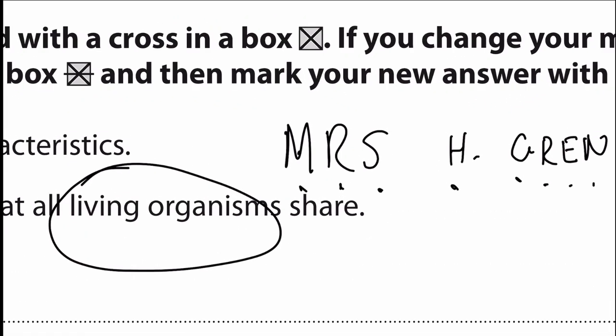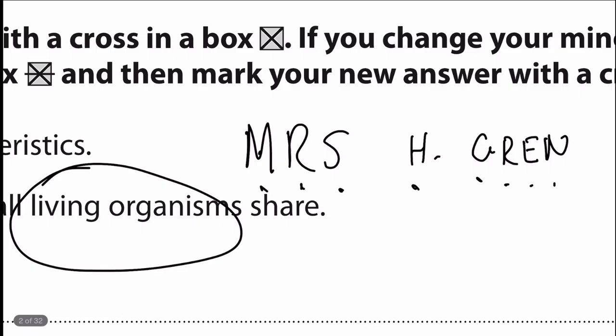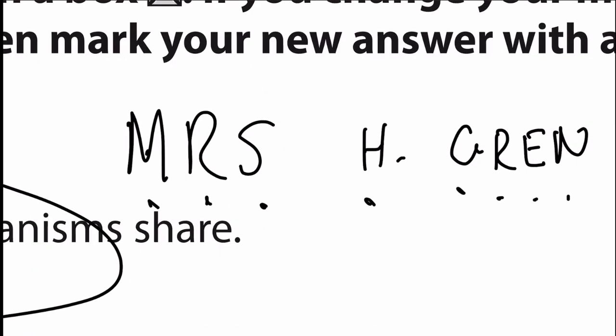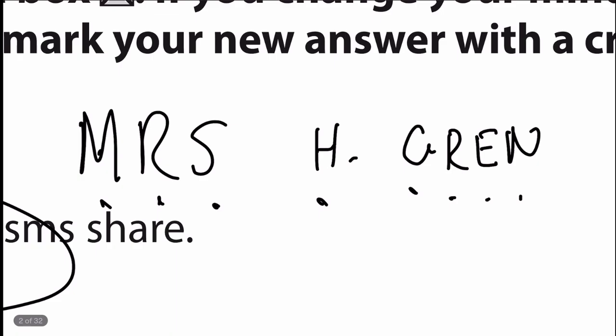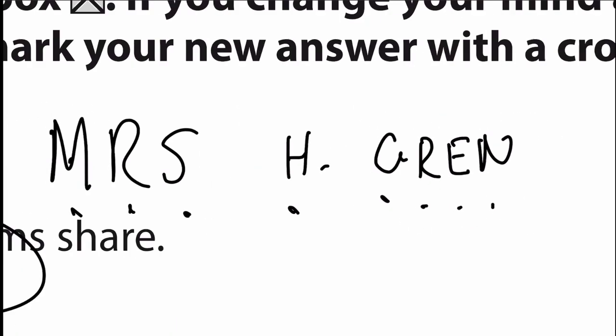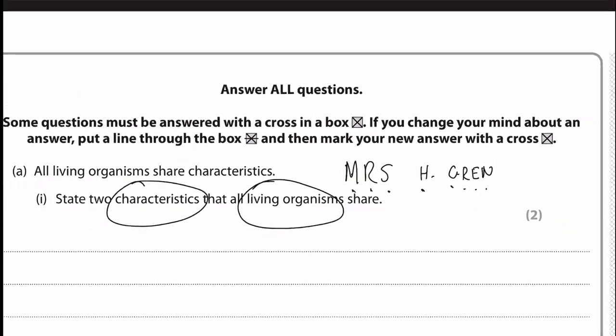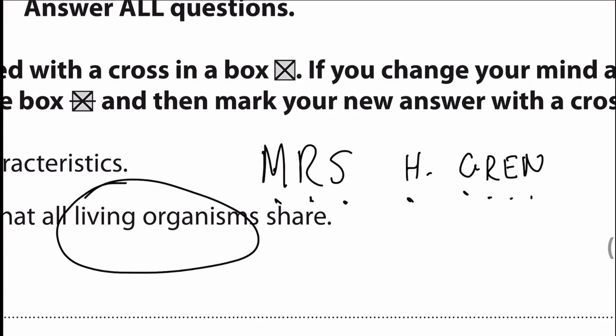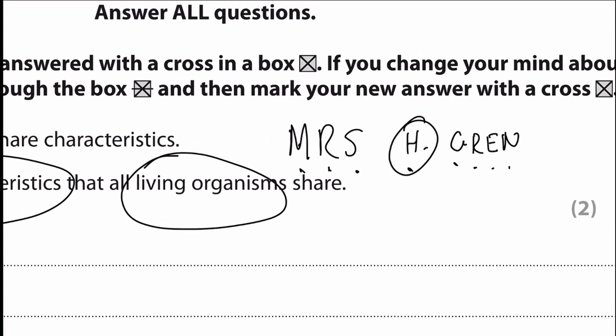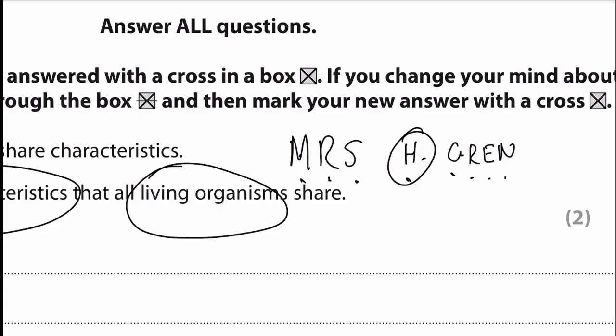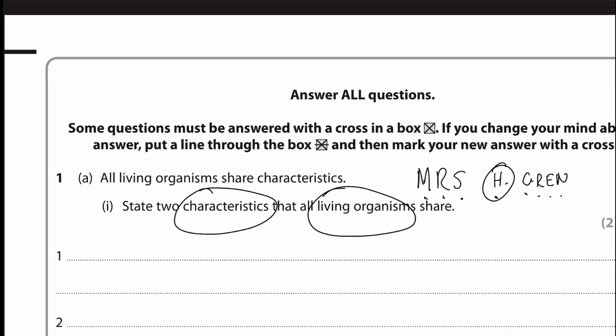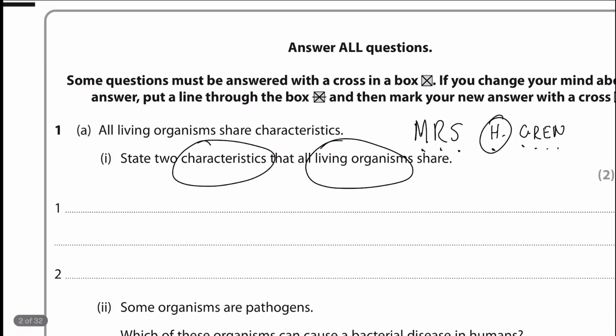So let's say for M, the characteristic we have is movement. Then R, we have respiration. S, sensitivity. H, homeostasis. G, growth. The second R is reproduction. This E is for excretion, and the N is for nutrition. Now, I'm sure you know what most of them mean, but if you're not sure about homeostasis, it might be a bit unfamiliar to you. Homeostasis is basically the maintaining or control of your internal conditions, and that is a characteristic that all living organisms share. Now, we only need to mention two here, so let's just keep it simple.